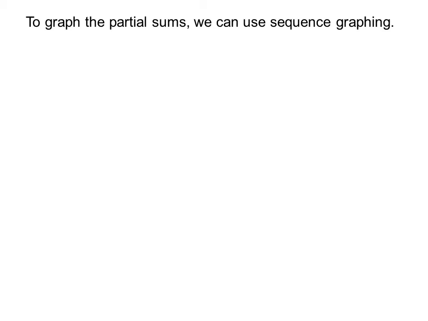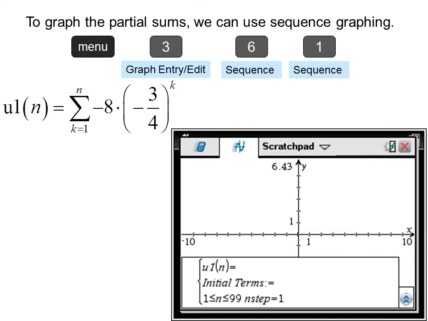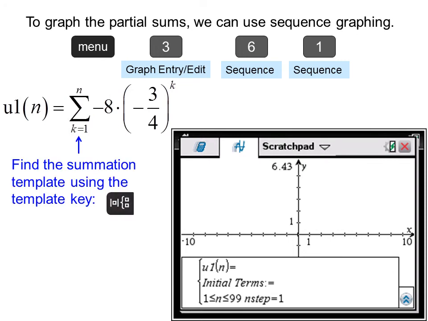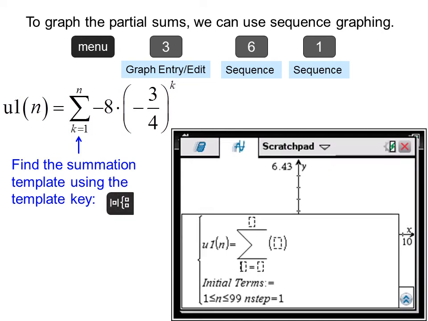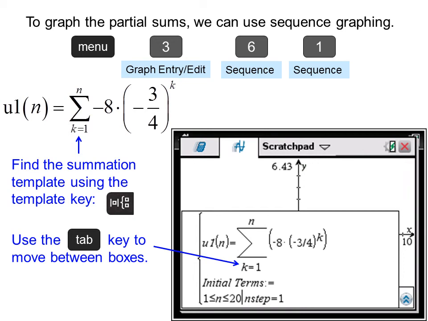To graph the partial sums, we can use sequence graphing. We use Menu 3, Graph Entry Edit, 6 Sequence, and then 1 Sequence. And we enter our summation. This time we'll find the summation template using the template key. We use the Tab key to move between boxes. And we graph the first 20 terms.